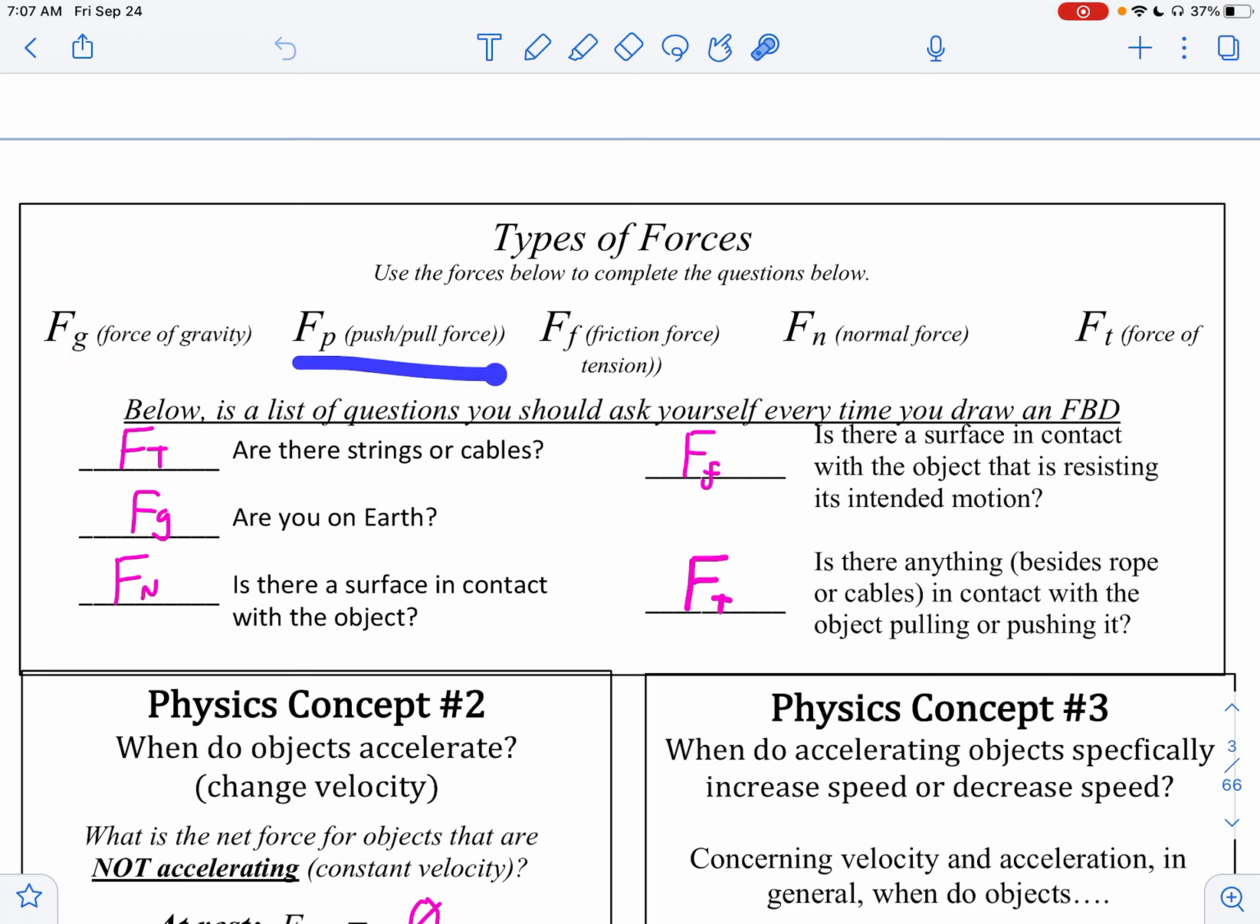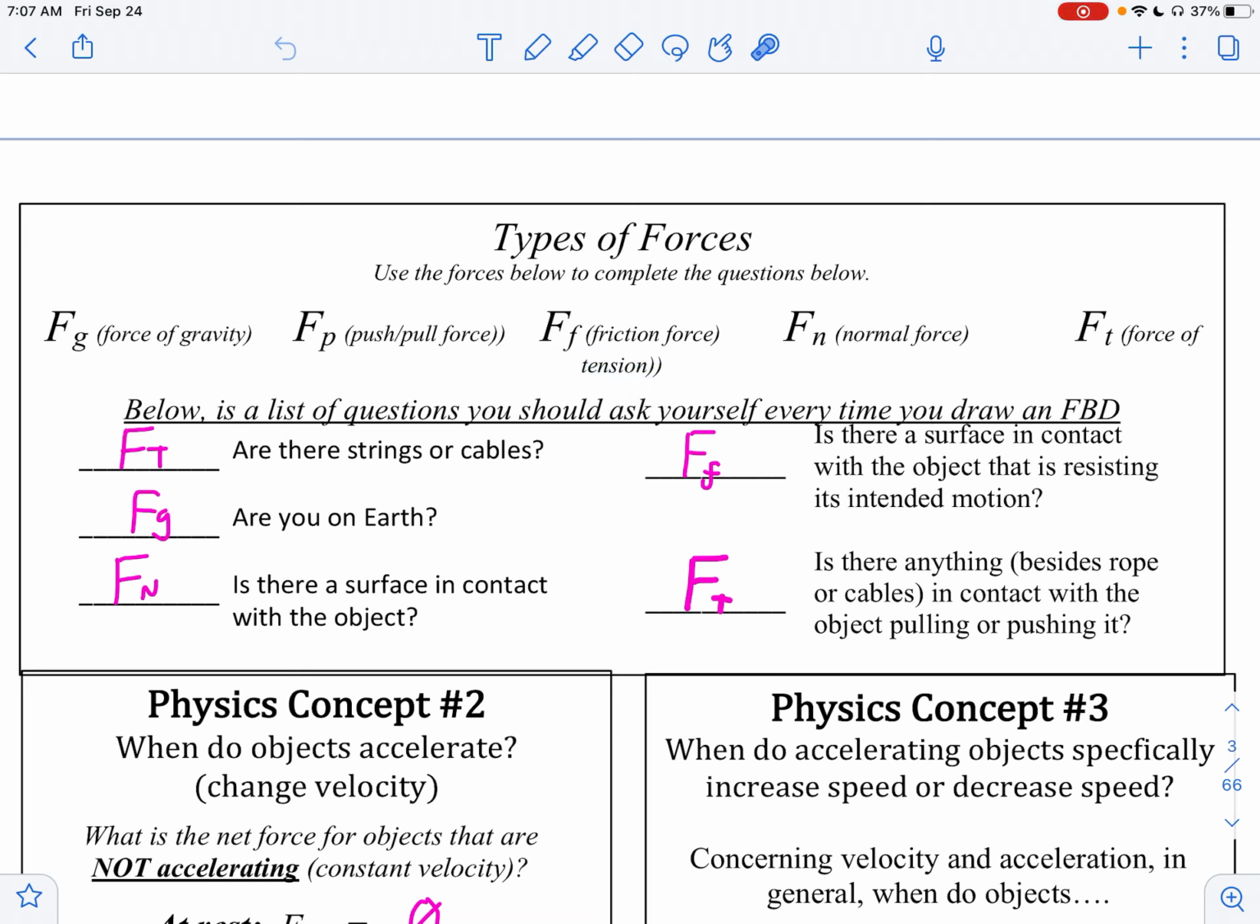We have a push or a pull force. This is just a generic. If someone's pushing, someone's pulling. If it's not any of these other specific types, we call that a push or a pull force. The force of friction, that tension should not be there. This is the force of friction.